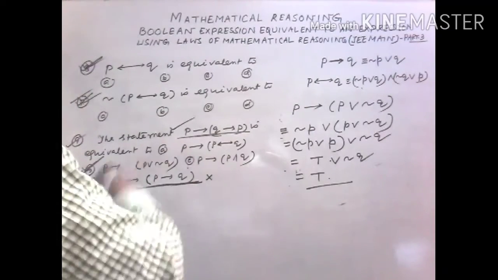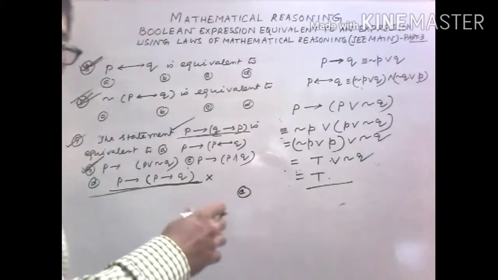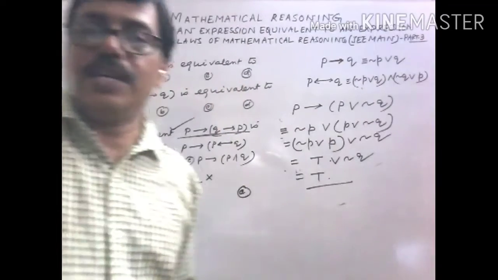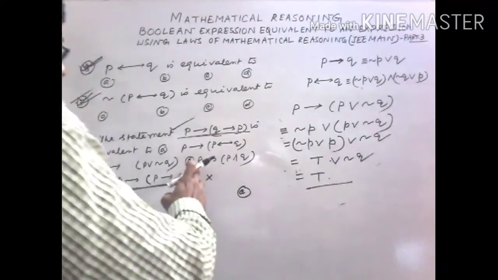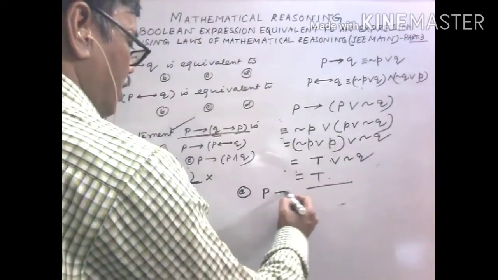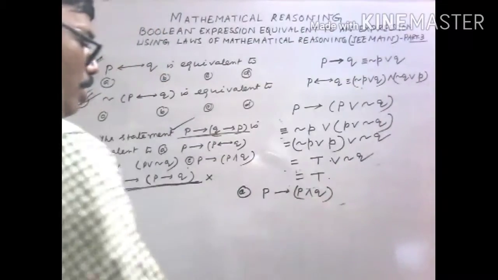So let us verify whether C is correct or not. We are getting the answer, it is a single correct answer type, so we may stop here. But let us verify P intersection, P of this.